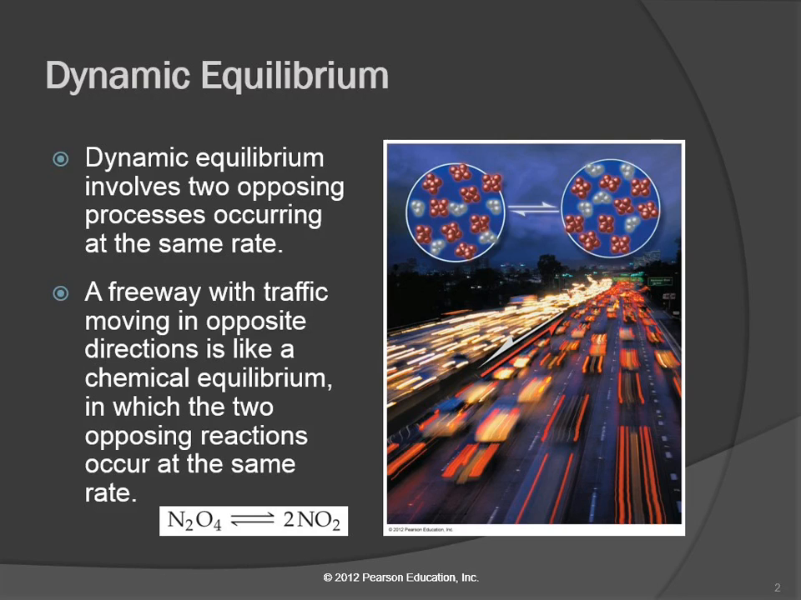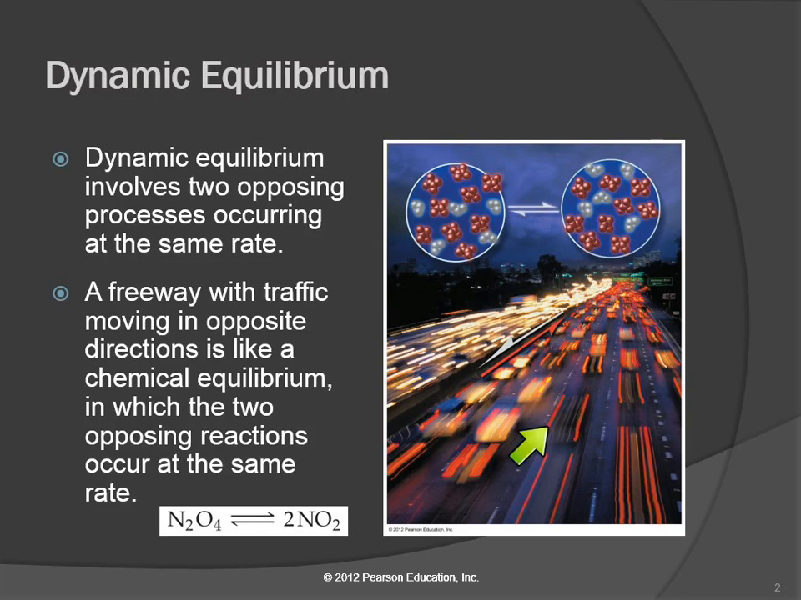So a chemical equilibrium is usually a dynamic equilibrium. So let's try to explain what we mean by that. In a dynamic equilibrium, we have two opposing processes that are occurring at the same rate. And so one analogy that's helpful is a freeway.